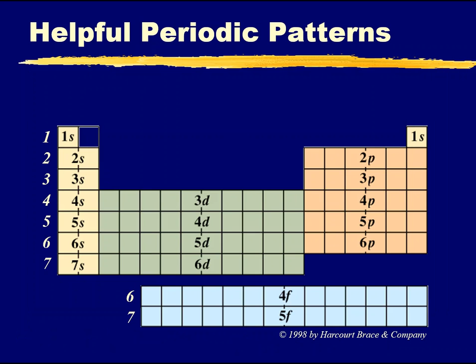Now talking about helpful patterns on the periodic table. Drawing out the orbital diagram for iron and figuring out the configuration from the orbital diagram seems like a very tedious, time-consuming process. Well, it doesn't have to be that time-consuming in order to do an electron configuration, because the periodic table has the pattern there for you.